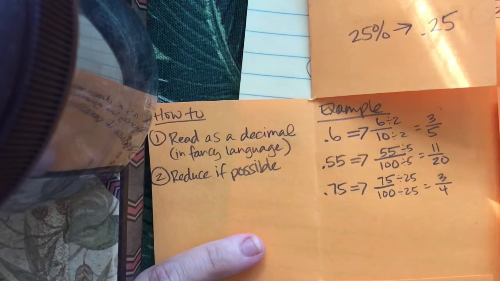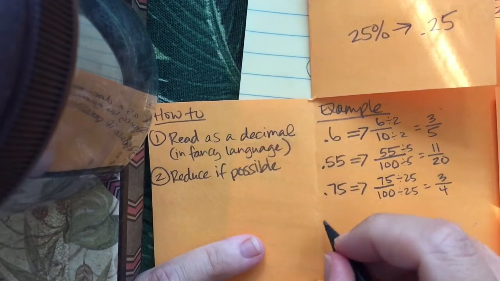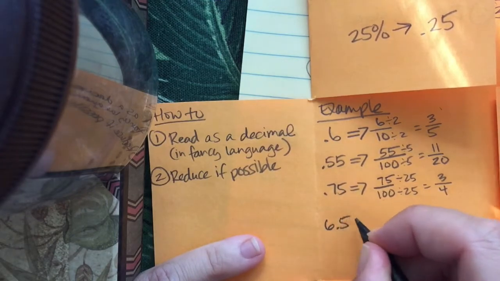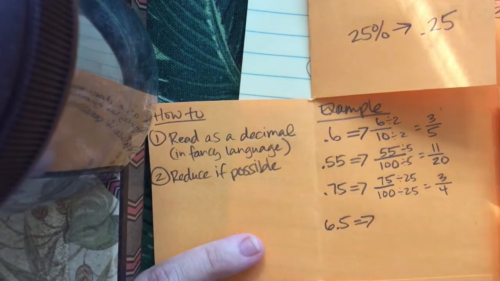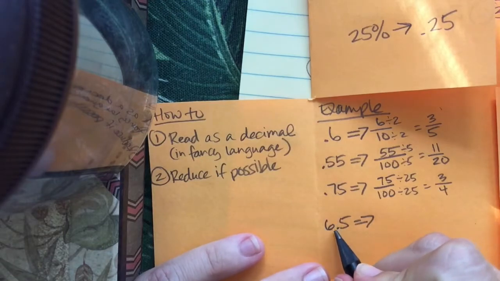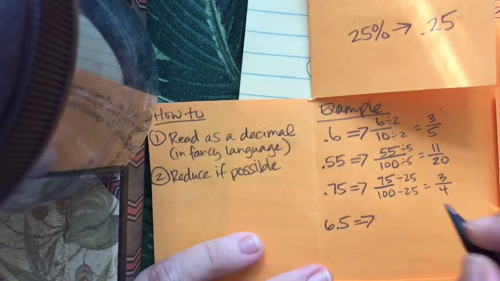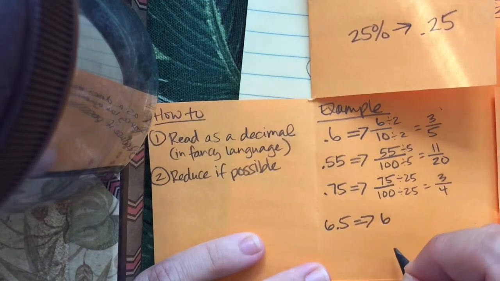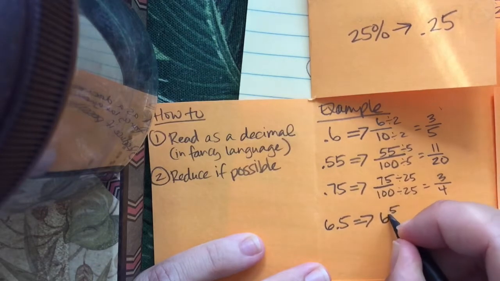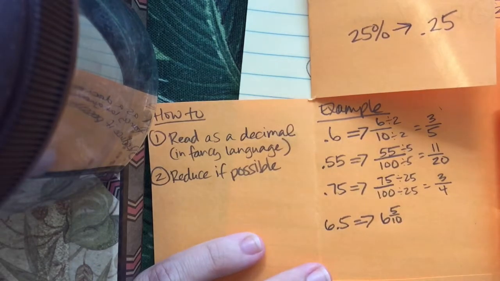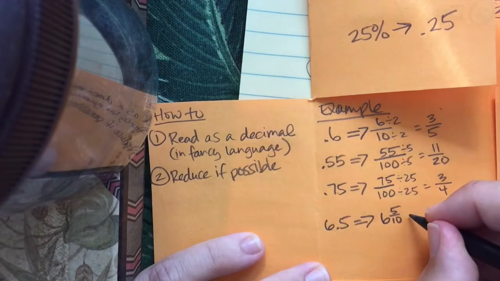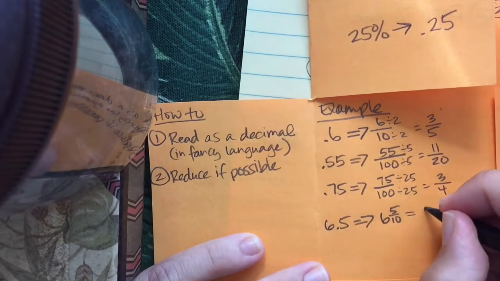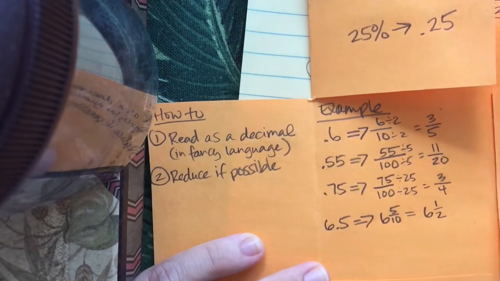Okay, and one more I want to do. Let's do 6.5. So this would be read as 6 and 5/10, right? So 6 and 5/10. We just made a mixed number, which would reduce to 6 and 1/2.